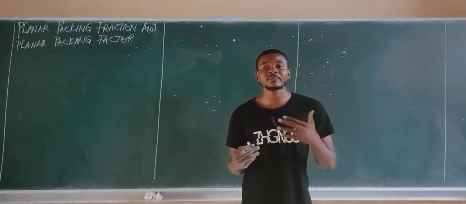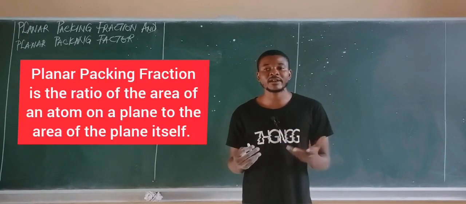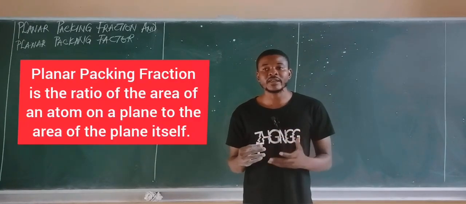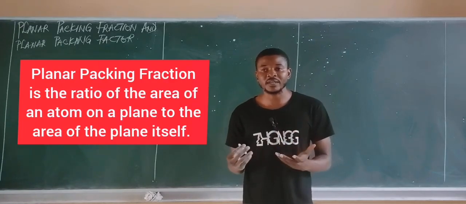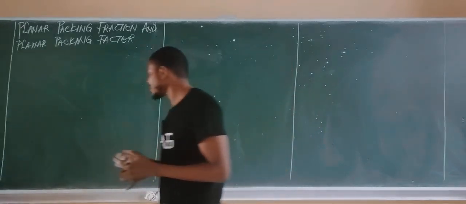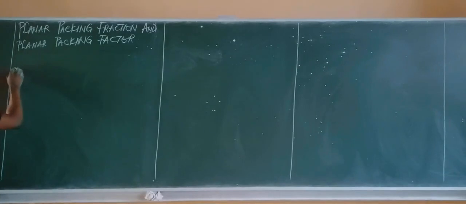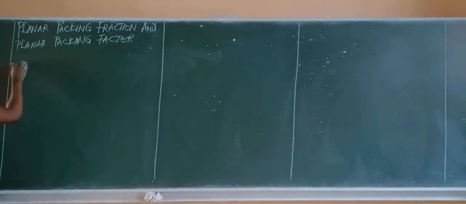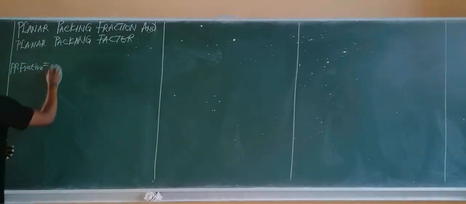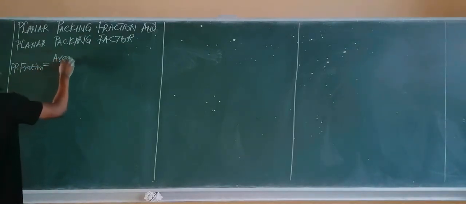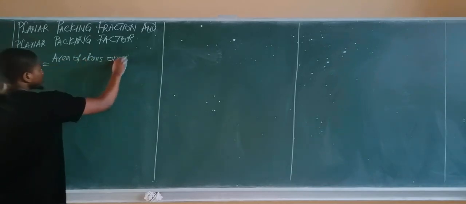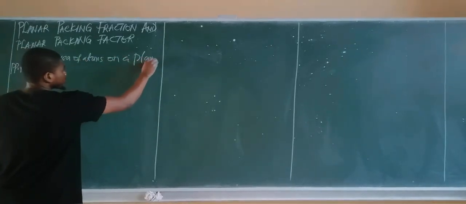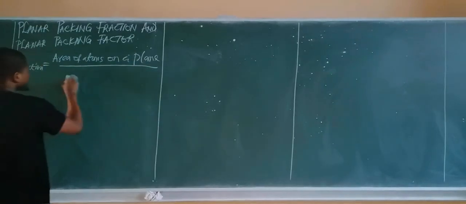So what is planar packing fraction? Planar packing fraction is the ratio of the area of the total number of atoms which exist on a plane to the area of the plane itself. So mathematically, planar packing fraction, P fraction, is equal to the area of atoms on a plane to the area of the plane.